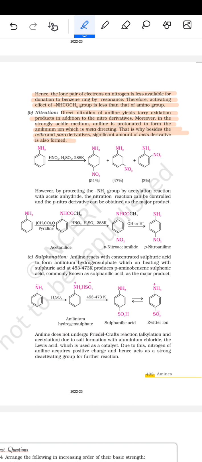जैसे NH2 है HNO3, H2SO4 288 केल्विन पे मिला है तो ये 51% बन गया, 47% ये बन गया मेटा वाला और 2% बनता है पैरा वाला. यहाँ पर पैरा वाला बहुत कम बनता है.